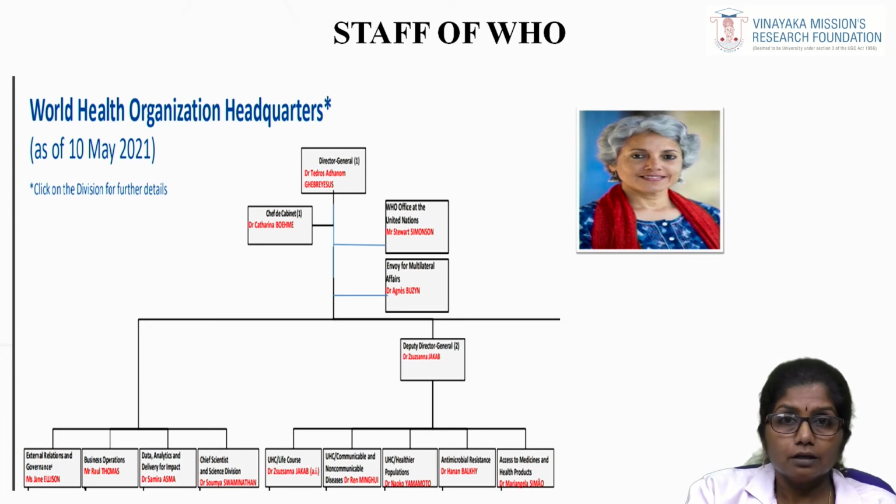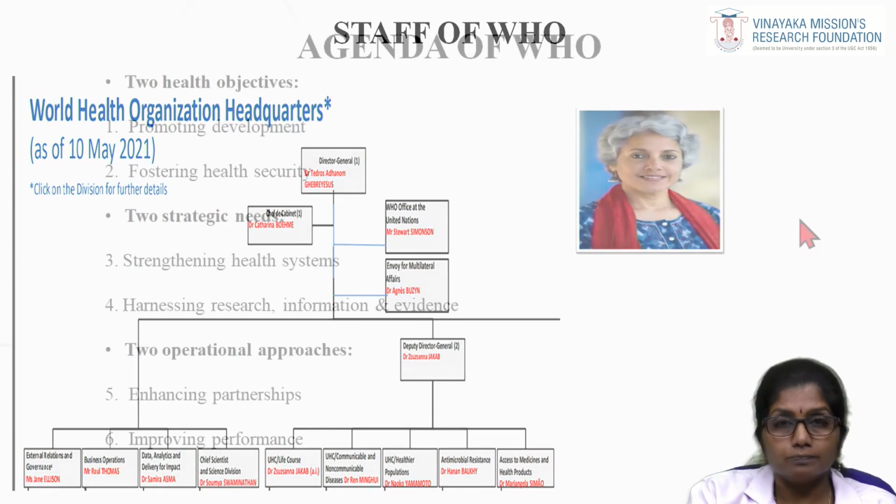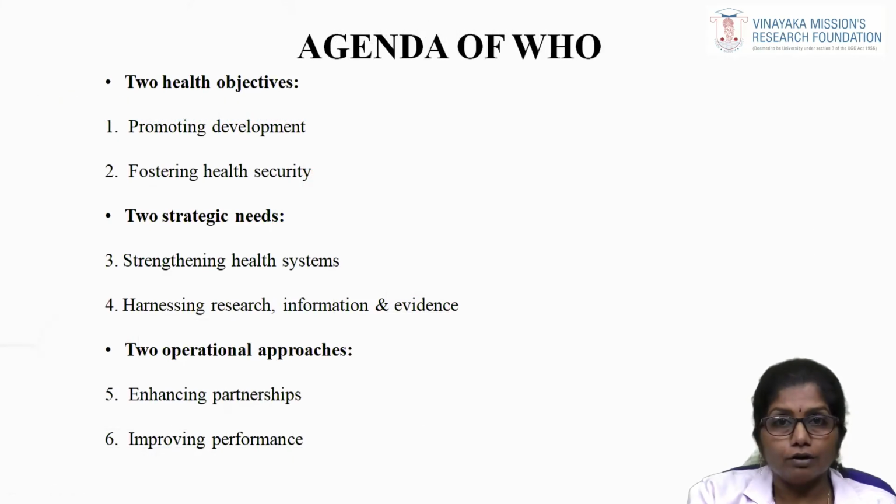In this context, Dr. Soumya Swaminathan was appointed WHO's first chief scientist in March 2019. He is a pediatrician from India and a globally recognized researcher on tuberculosis and HIV, etc. Let us see now the agenda of WHO.